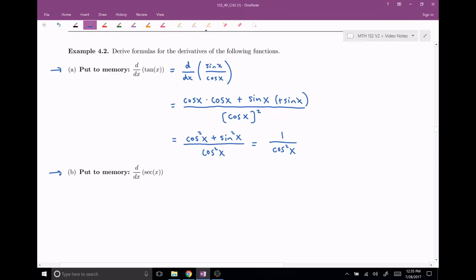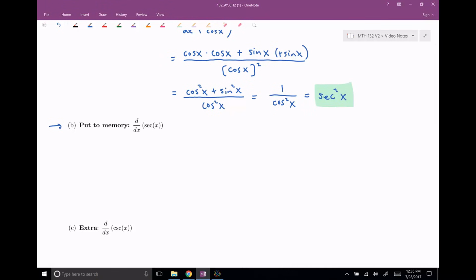1 over cosine squared. Now in lots of textbooks and in formula sheets and stuff like this, you will quite often see this written as secant squared, right? Because 1 over cosine is secant. So therefore 1 over cosine squared will be secant squared. So this is the derivative of tangent. And again, I want you to put this to memory, right? You should have very quickly, if I ask you, what is the derivative of tangent? You should be ready to fire back, it's secant squared. All right, likewise, let's go ahead and take the derivative of secant. So remember secant, well, this is going to be 1 over cosine.